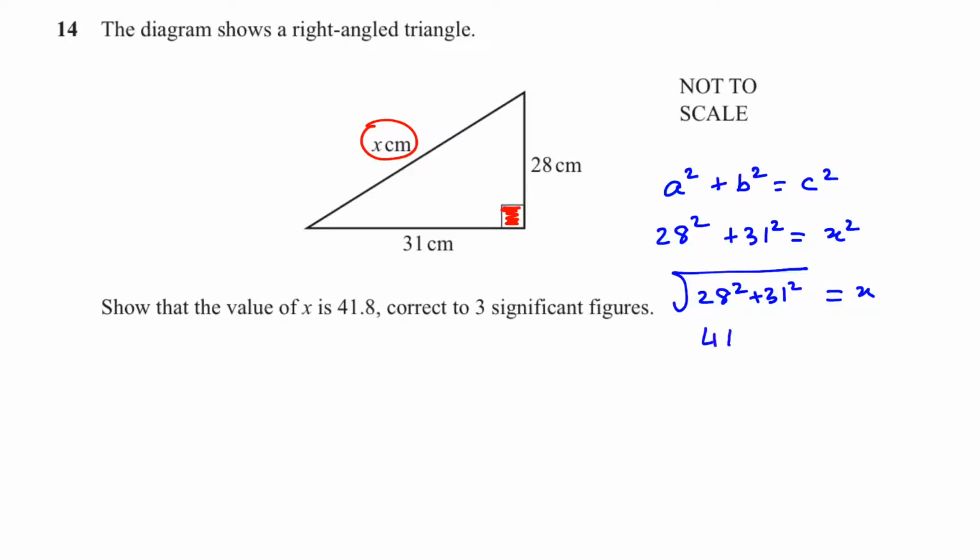This will give us 41.77. If we round it to three significant figures, it will be 41.8. The number we are rounding to is 1, 2, and 3. So we look after the third number, it is 7. If the number is 5 or more, we add 1 to the previous number.